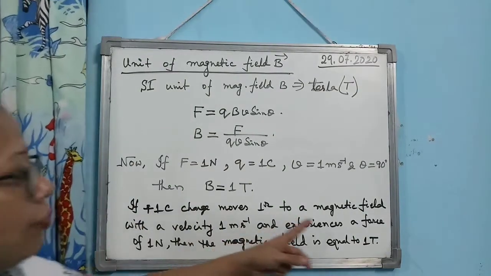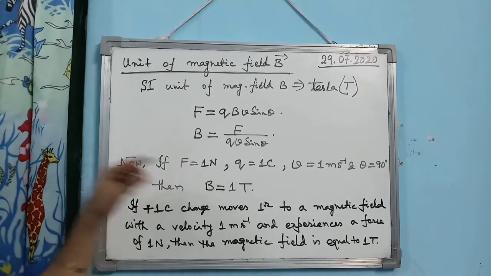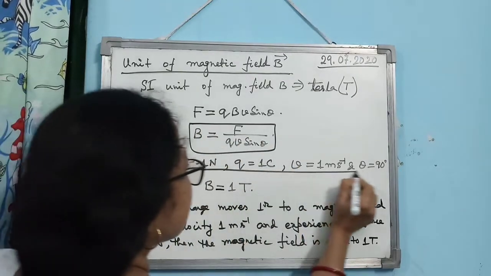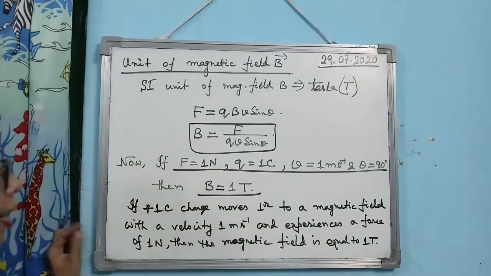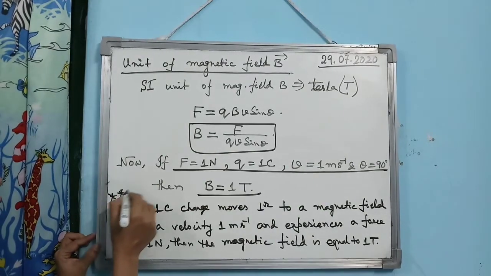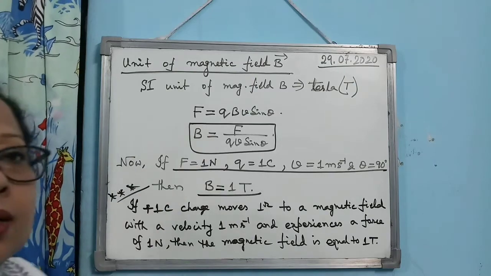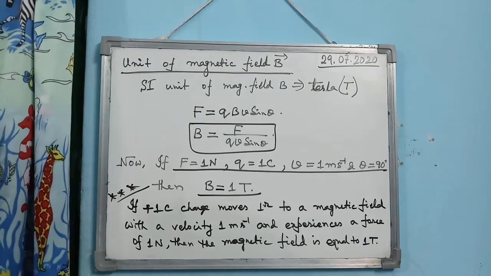So this is the definition of Tesla, and it is coming from this relation along with these conditions. Okay, and it is also important for your exam. You may get one more question on it. So you must learn the definition of 1 Tesla.